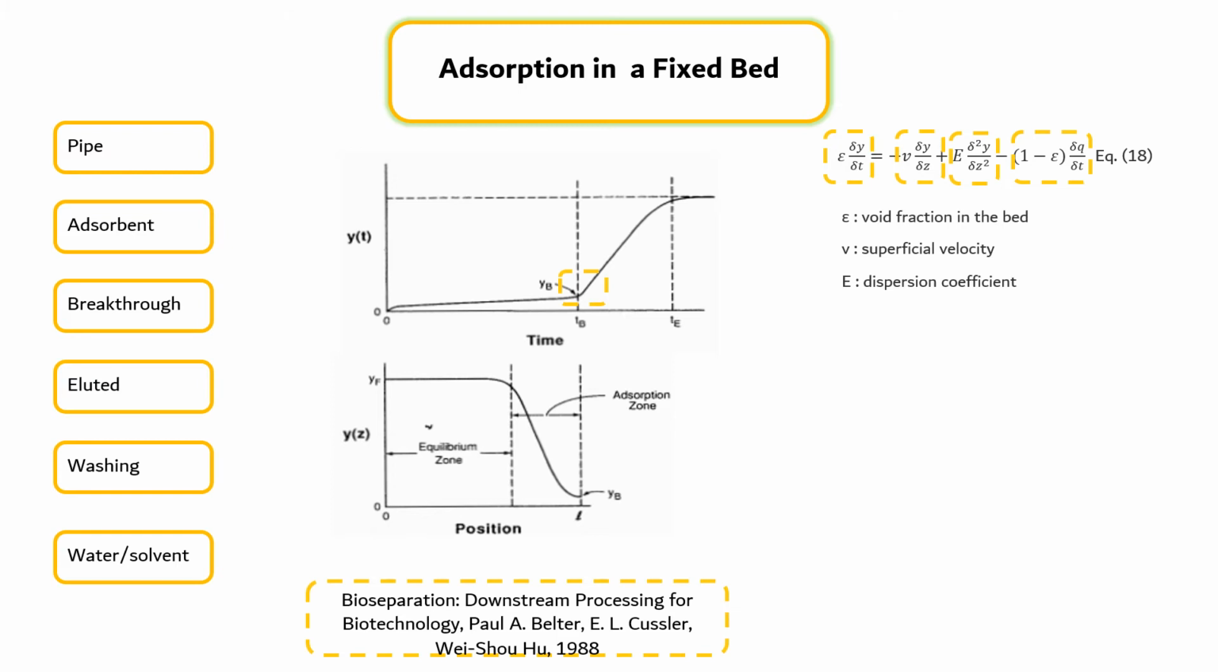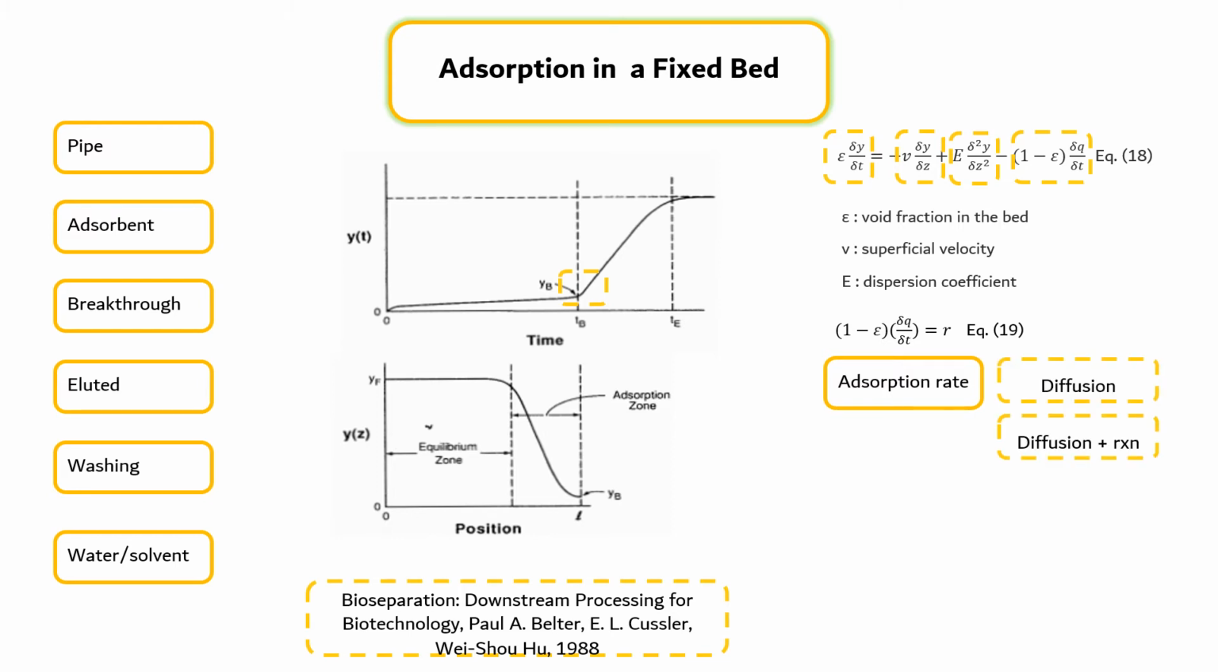The second key equation, analogous, is a mass balance on the adsorbed solute, as given in equation 19. The adsorption rate R depends on the mechanism responsible for adsorption. This mechanism may be controlled by mass transfer from the bulk solution to the surface of the adsorbent. Alternatively, it may be controlled by diffusion and reaction within the adsorbent particles. It is assumed that the adsorption rate is linear, and the third key equation is shown in equation 20.